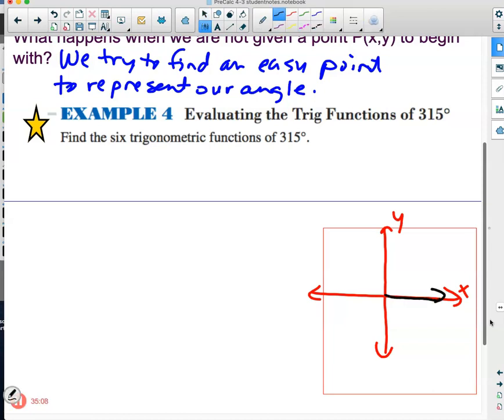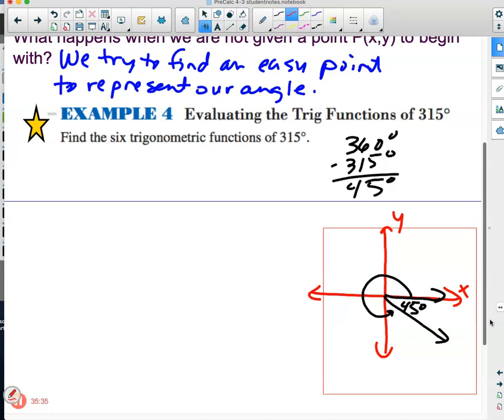All right, so 315, huh? 90, 180, 270. Well, it's not all the way. Well, let's check this out. It's not all the way to 360. Do a little subtraction. Oh, look at that. It's 45 degrees short of all the way around. Well, we know about a special triangle for 45 degrees. We'd put our little reference side right there to form our reference triangle.